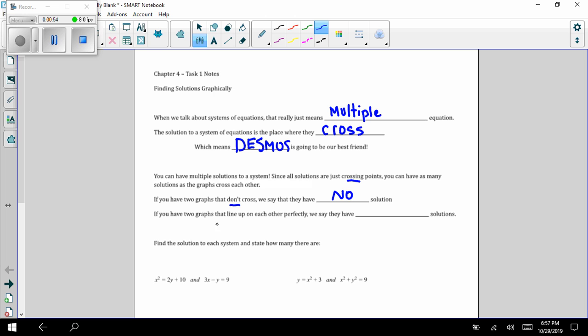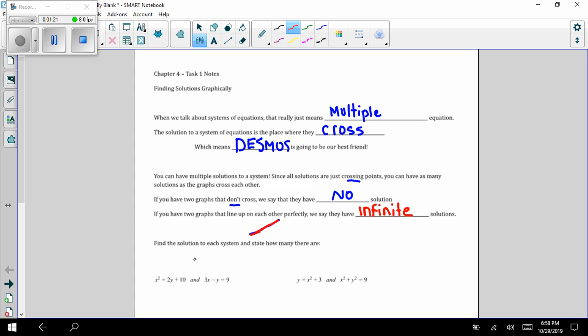If you have two graphs that line up on each other perfectly, such as in Desmos, you'll see one equation has one color line, and then they'll put another line right on top of it. If that happens, that means they have infinite solutions. The word infinite just means it goes on and on and on forever.